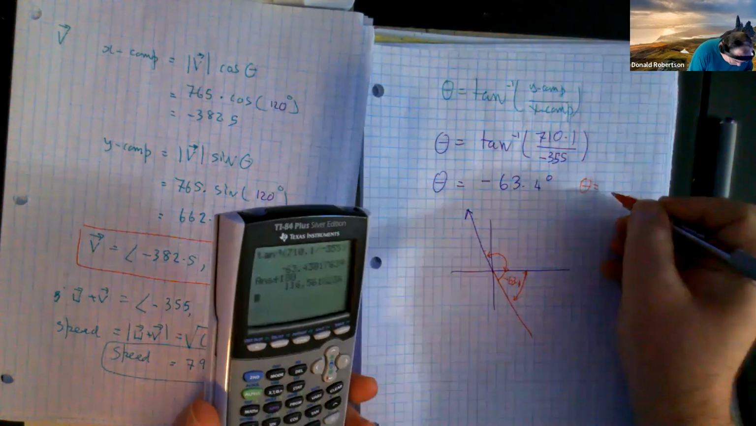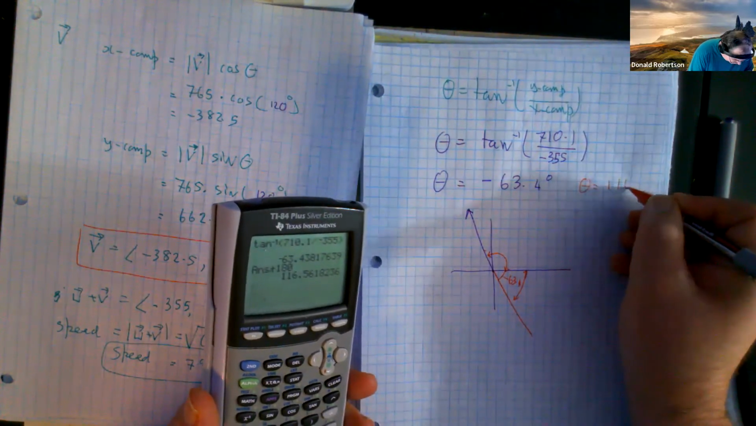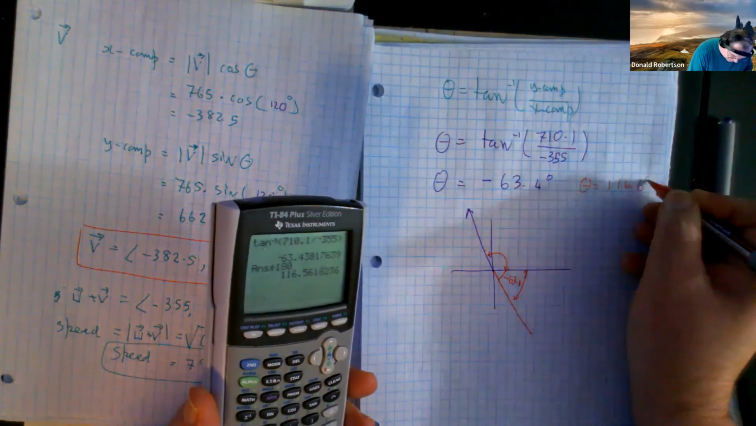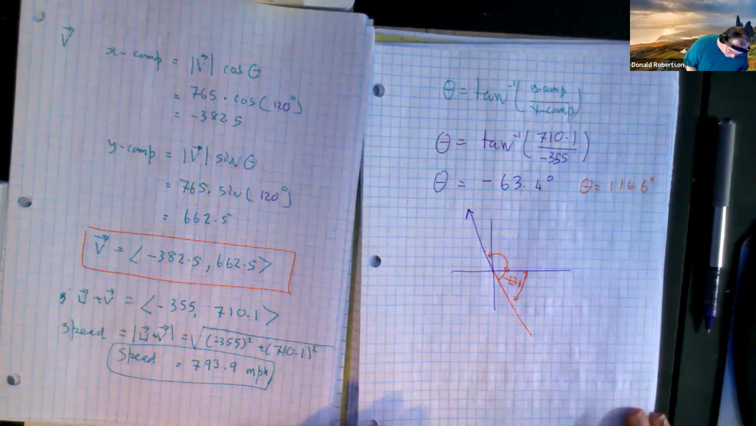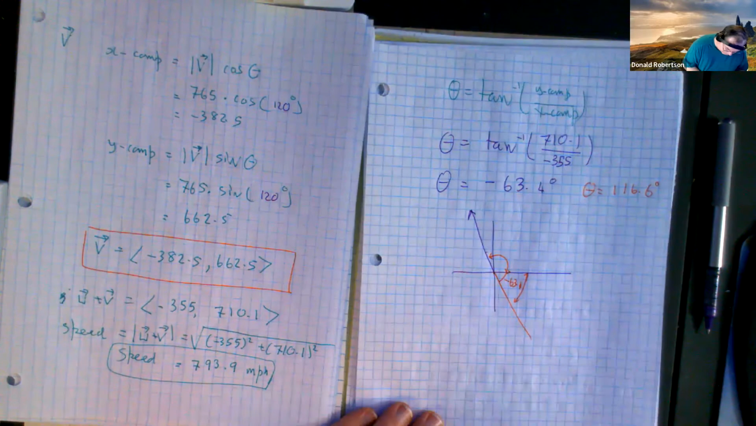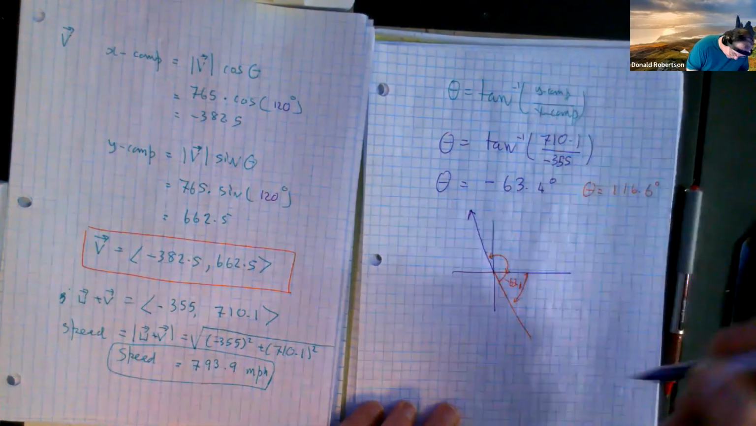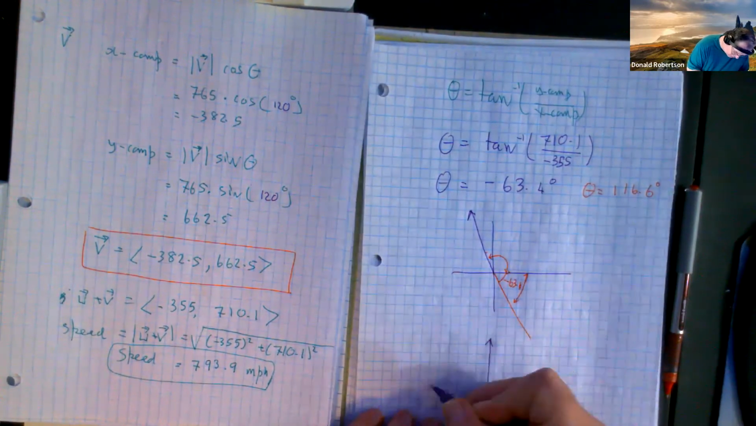And that's going to be 116.6 degrees, and you're really happy. And then you put it in the book, and WebAssign tells you you're wrong. So let's try and show you why it tells you wrong.